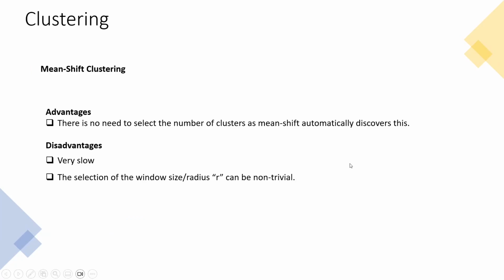So, advantage of mean shift clustering: there is no need to select the number of clusters, as mean shift automatically discovers this. The disadvantages: it's very slow. It's really slow. And the selection of the window size or the radius R is non-trivial. If you select it too large, then your clustering results change. If you select it too small, it behaves differently. So there is no trivial way to select the R, and it's really slow.